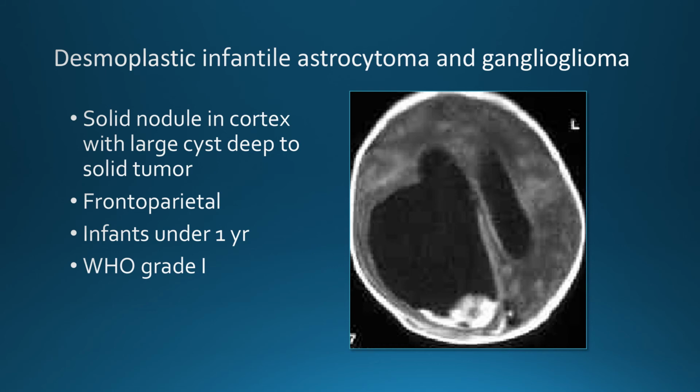A special variety of ganglioglioma, desmoplastic infantile astrocytoma and ganglioglioma, also called DIG. Solid nodule in the cortex with a large cyst that's deep to the solid tumor, and these are seen only in infants. They're also WHO grade 1.